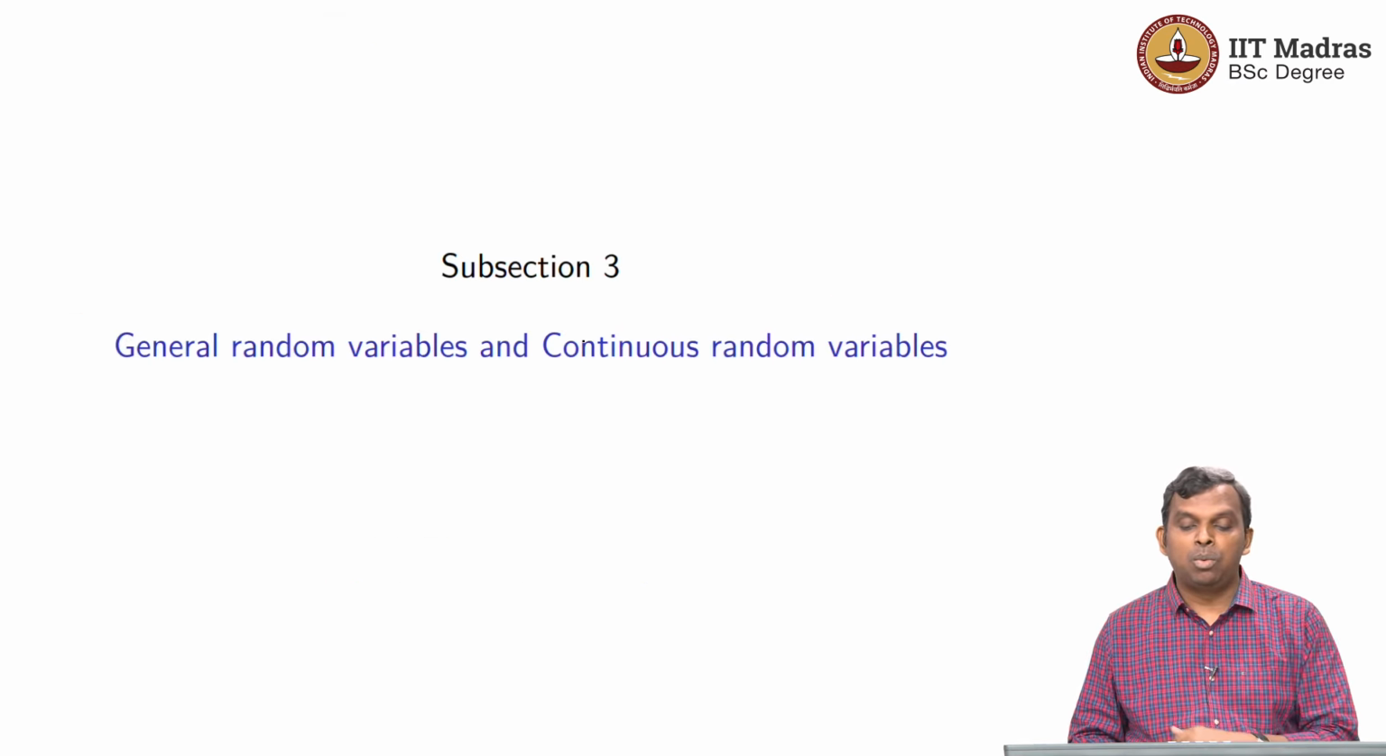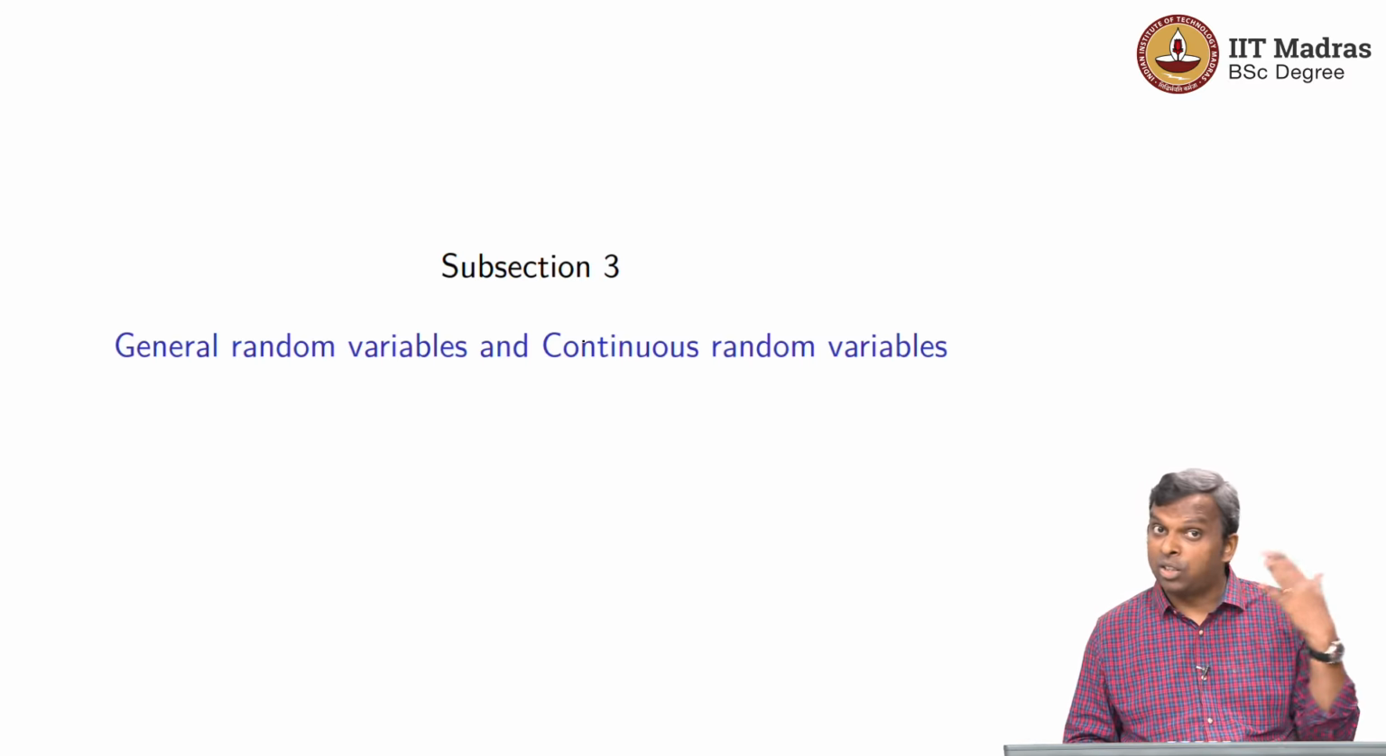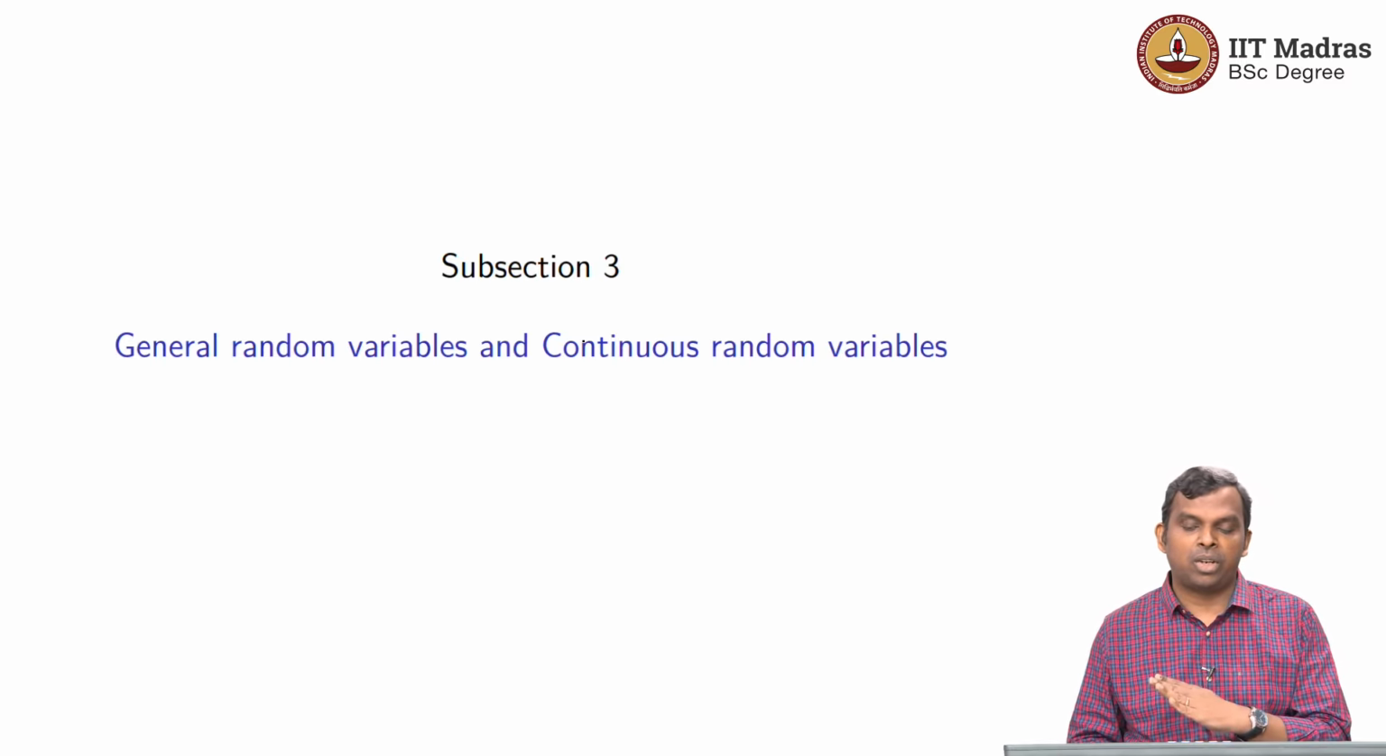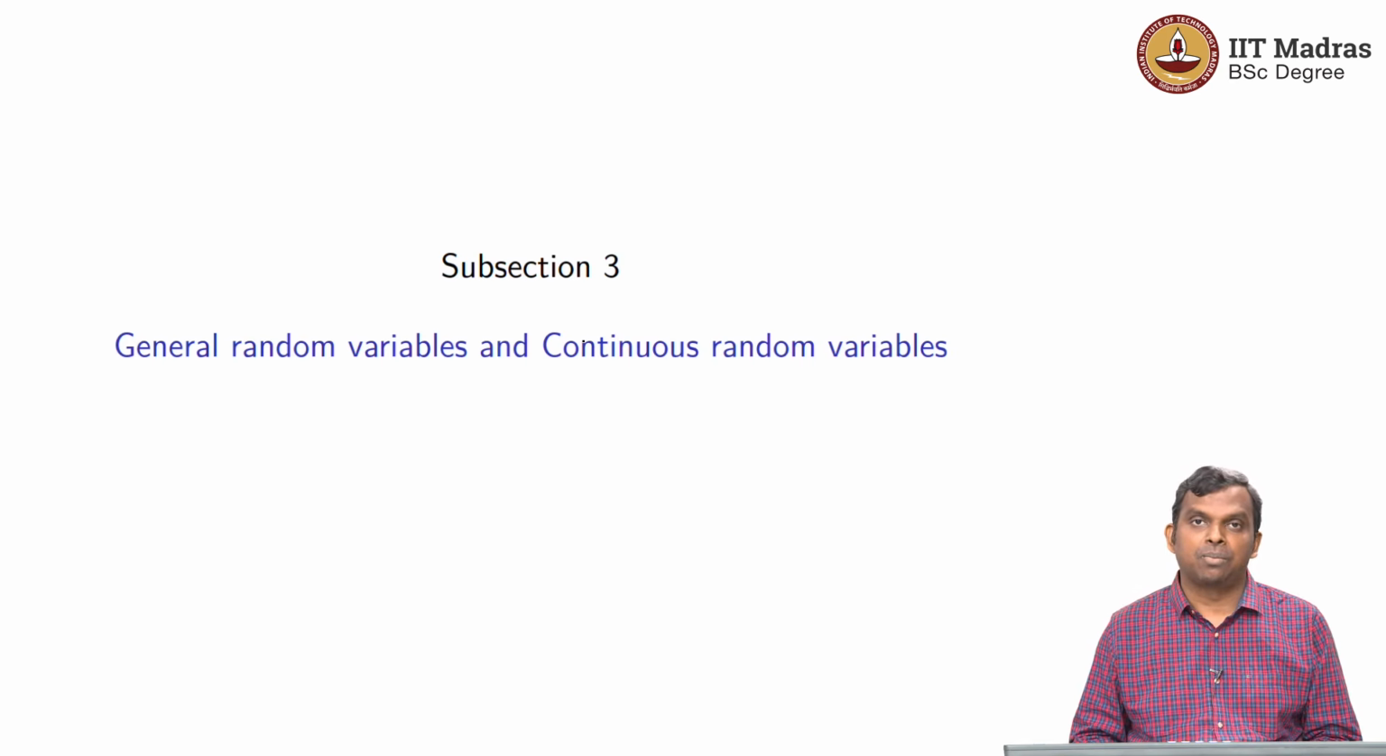From now on, we'll move on and start studying the general theory. So what is the notion of a general random variable? What is in general a random variable? We already saw discrete random variables, which took a discrete set of values, and what are continuous random variables? We'll see all that in the next lecture. Thank you very much.